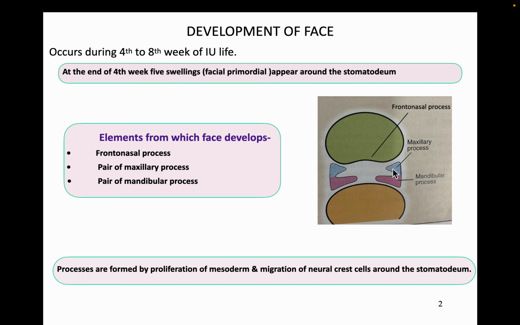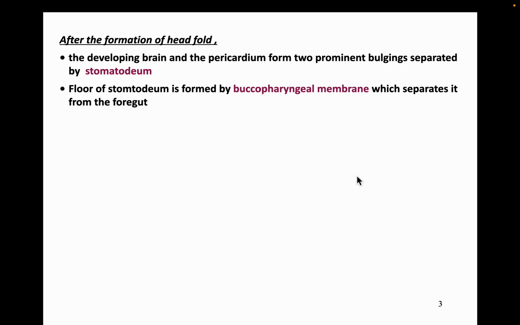So these are the two processes which are arising from the first arch, that is the maxillary process and mandibular process. So these 5 structures around the stomatodeum are responsible for the development of the face. Now these processes are formed by the proliferation of the mesoderm and migration of the neural crest cells around the stomatodeum.